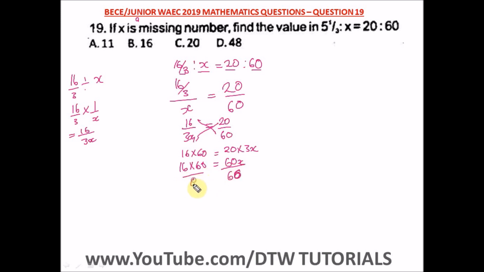Okay, divided by 60. So we have x is equal to 16 times 60 divided by 60. Let us just cancel out here. So 60 cancels out 60, and this 60 will also cancel out 60. So we're left with 16 is equal to x, where x is equal to 16. So this is our answer. X is equal to 16, and our right option here is option B.